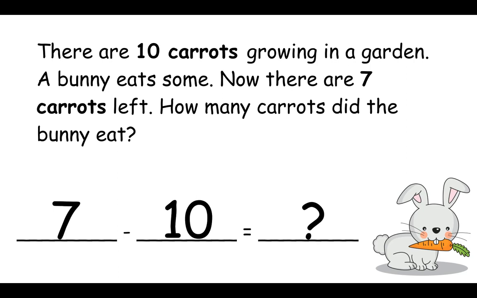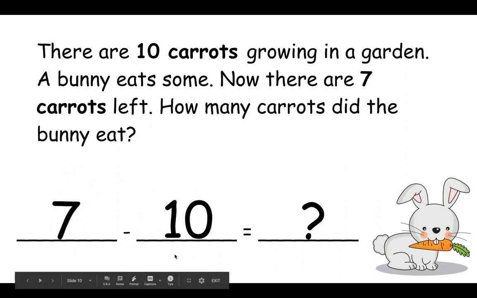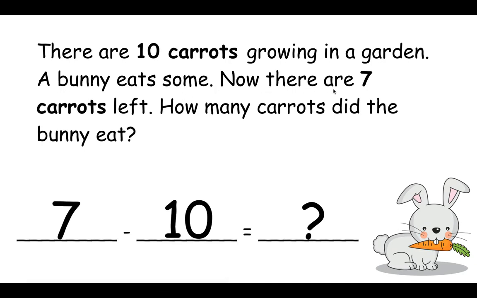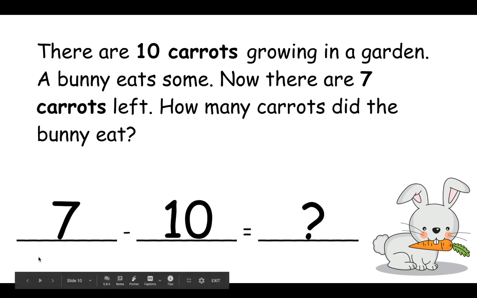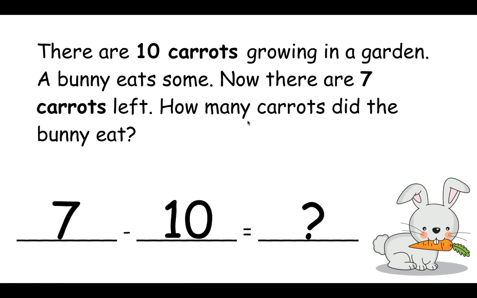No, this is not the correct way to set up the problem because 7 is a smaller number than 10. And when we read our word problem, there are 10 carrots growing in the garden. A bunny eats some. Now there are 7 carrots left. This problem does not match our word problem. So that is wrong. We should not be writing this equation like this.